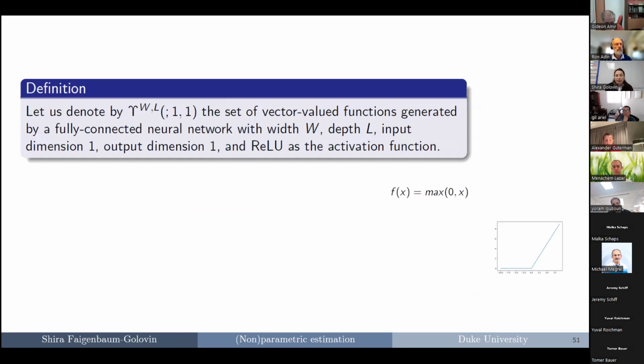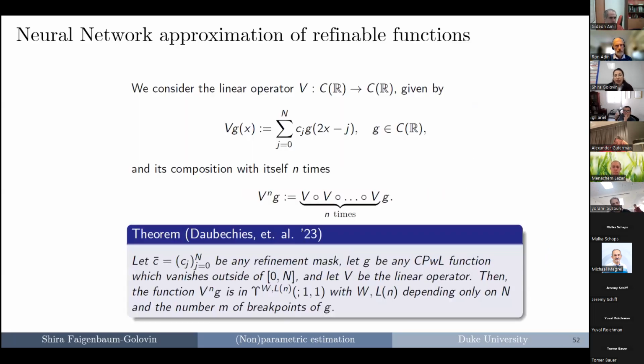And in our paper, we show that if we have a neural network that is very limited and very simple, with one input, one output, and known depth and width, with a ReLU on the nodes, we are able to reconstruct with this network the whole class of refinable functions, meaning all the fractals in the world, all the wavelets, and so on.